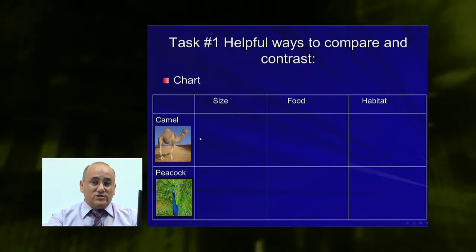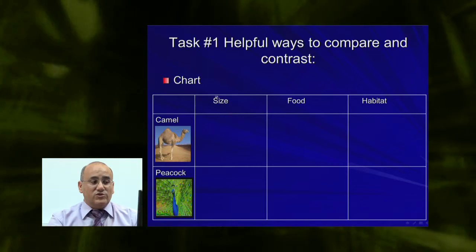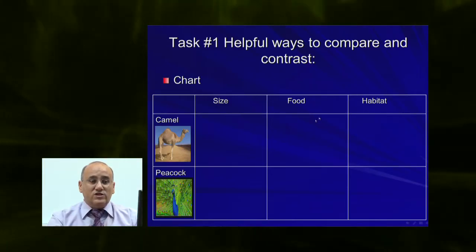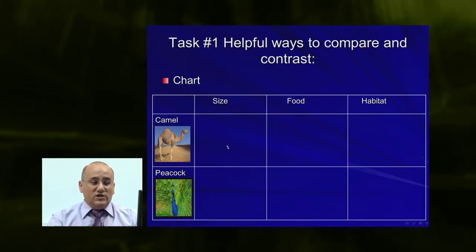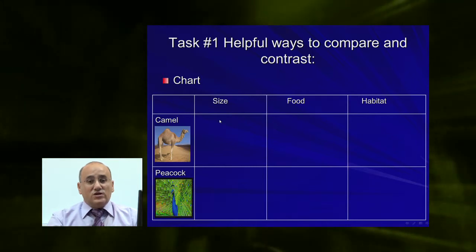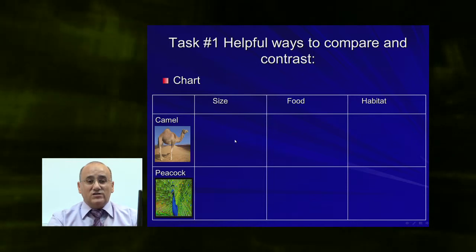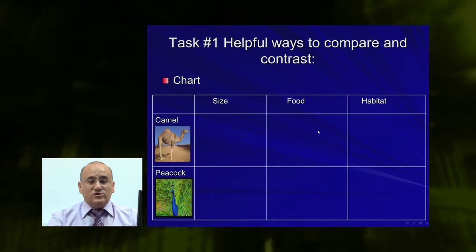What are the categories? What are the elements we are going to use to compare them? You can put them up in the headings. We are going to compare them according to size, to the food they eat, or to their habitat. If we talk about the size, you are going to say that a camel is larger in size compared to the peacock.